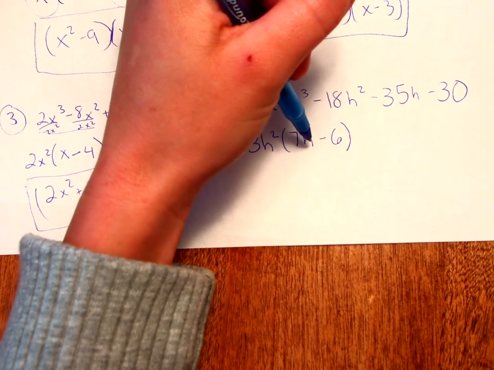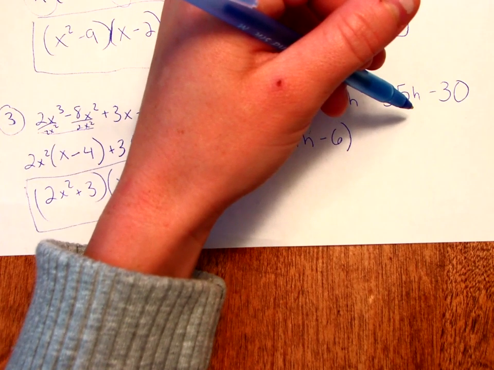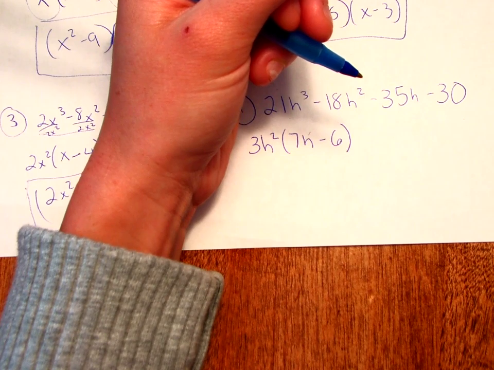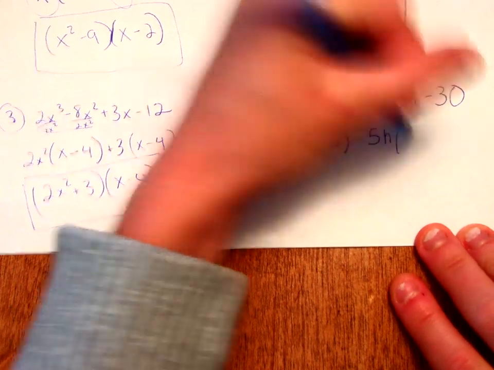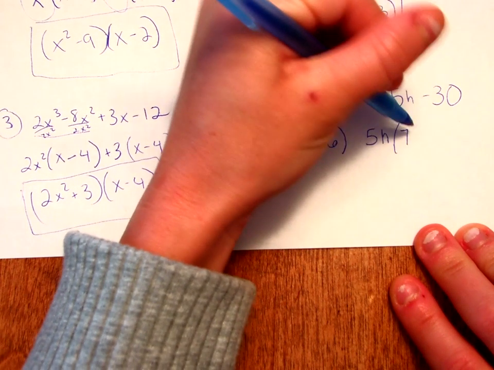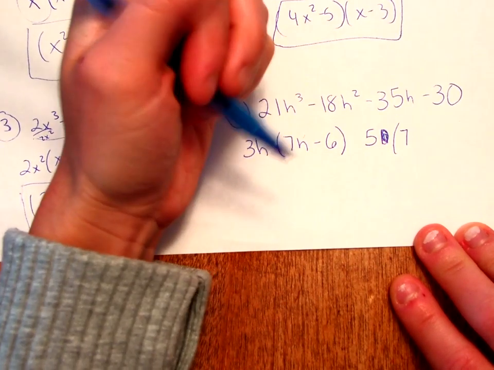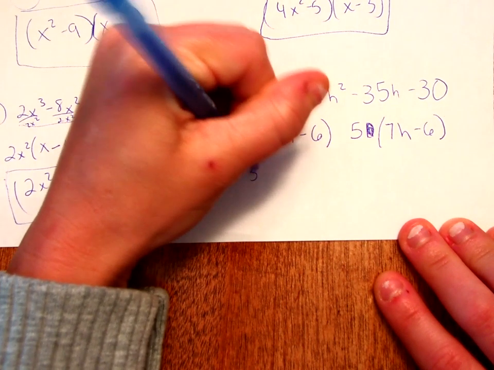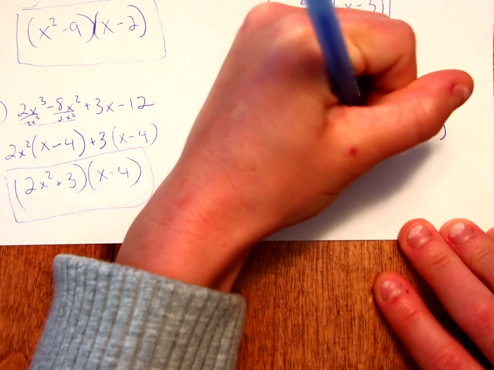Here, again, you need a minus, so you're not taking out a negative here. So you're left with 5h, and you're taking out a 5, because 30 does not have an h. And you're left with 7h minus 6. So 3h squared plus 5 times 7h minus 6.